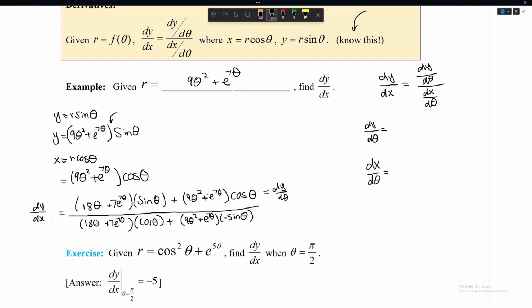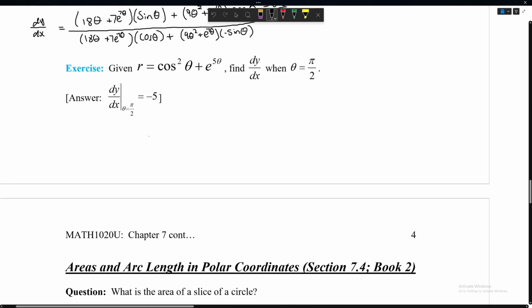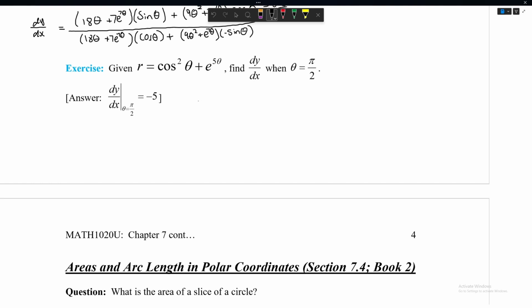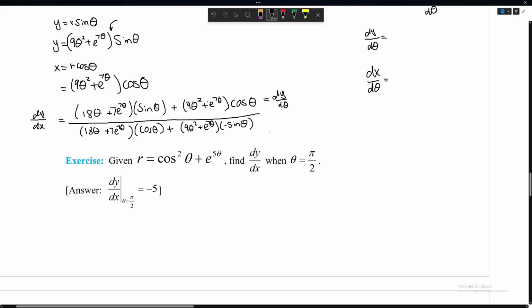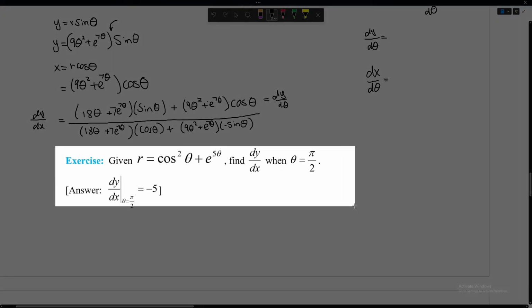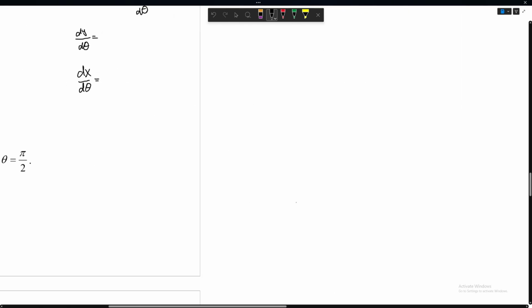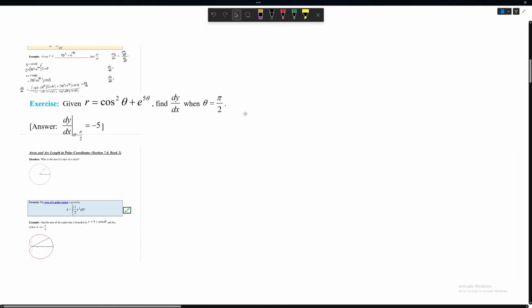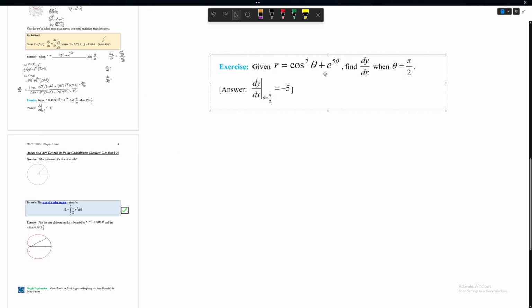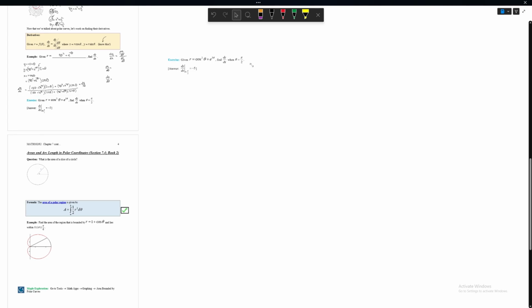So far, so good. Okay, so we have an exercise here, and it says given r equals cos squared theta plus e to the 5 theta, find dy over dx. So let's do this to the side here. How can I do this? I think I'm going to screenshot this and bring it here so I can have enough space for it. There it is. All right.